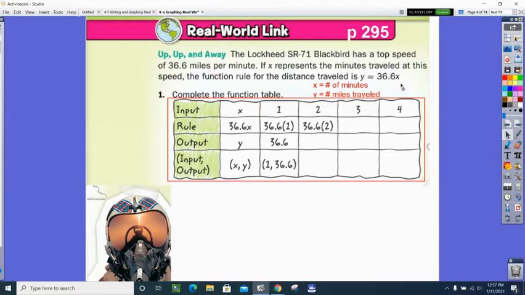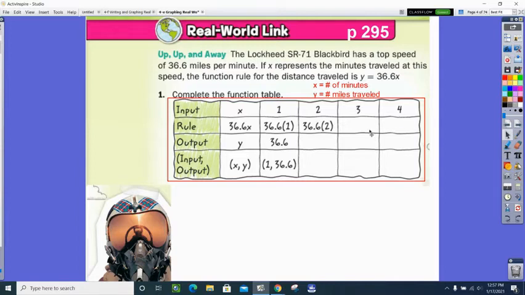We're going to multiply using our calculator, and we're going to put an input of 2 minutes, 3 minutes, and 4 minutes. Notice that we're not using negative inputs because it wouldn't make sense to put in -2 minutes of flight time. The video is going to pause. I'm going to ask you to put 36.6 times 2. What is that output? And then write what the point would be. Do it for 3 minutes and do it for 4.